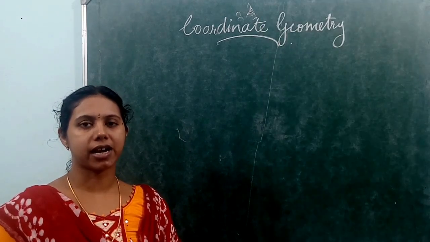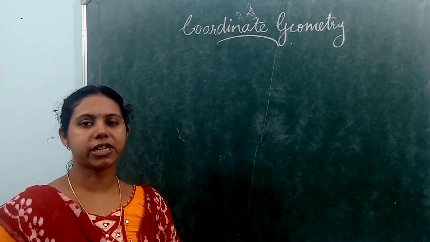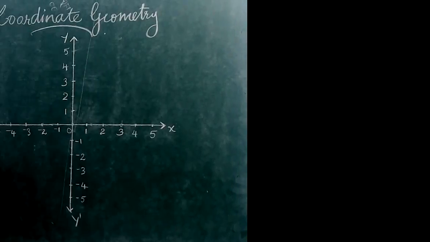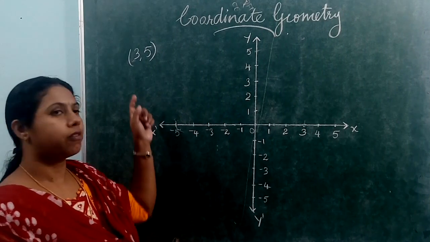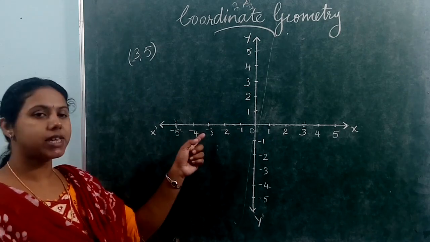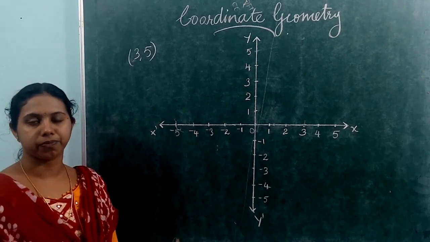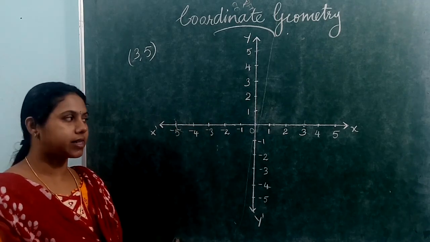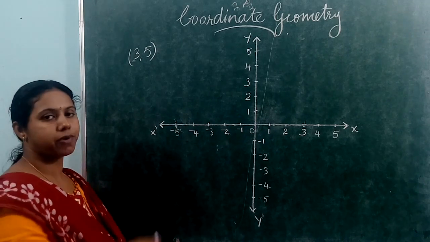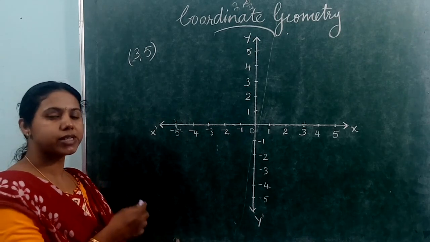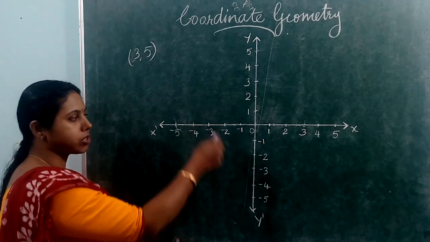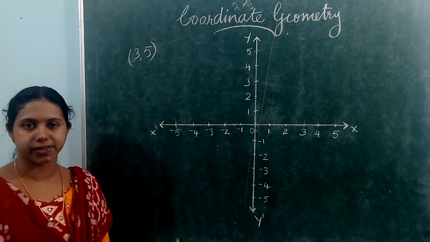Today we are discussing plotting a point in the plane if its coordinates are given. Let the point be (3, 5). We want to plot this point on the Cartesian plane. For that, first we draw the x-axis and y-axis, the coordinate axes. Then choose a suitable scale on the x-axis and y-axis and mark the points on these axes.